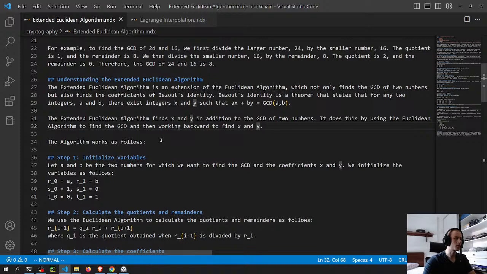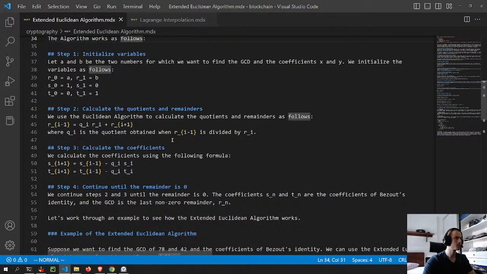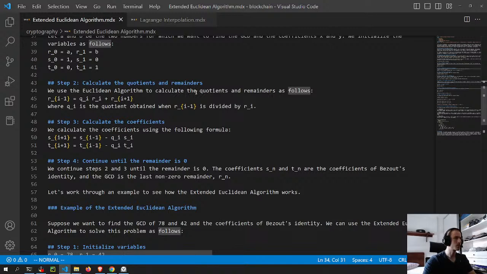The algorithm works as follows. Let a and b be given, initialize the variables, calculate the quotients and remainders.